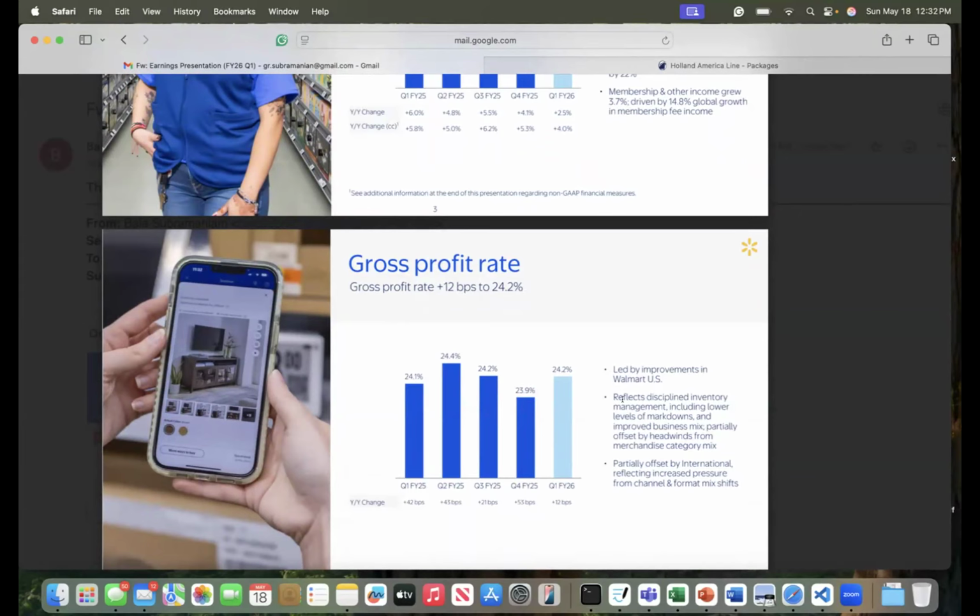Volumes increased by X bips. Mix improved by this many bips. Bips is nothing but 1/100th of a percentage. That's what we are giving in our details. I used to support the Walmart CFO in providing this narrative. That's how I built this tool.